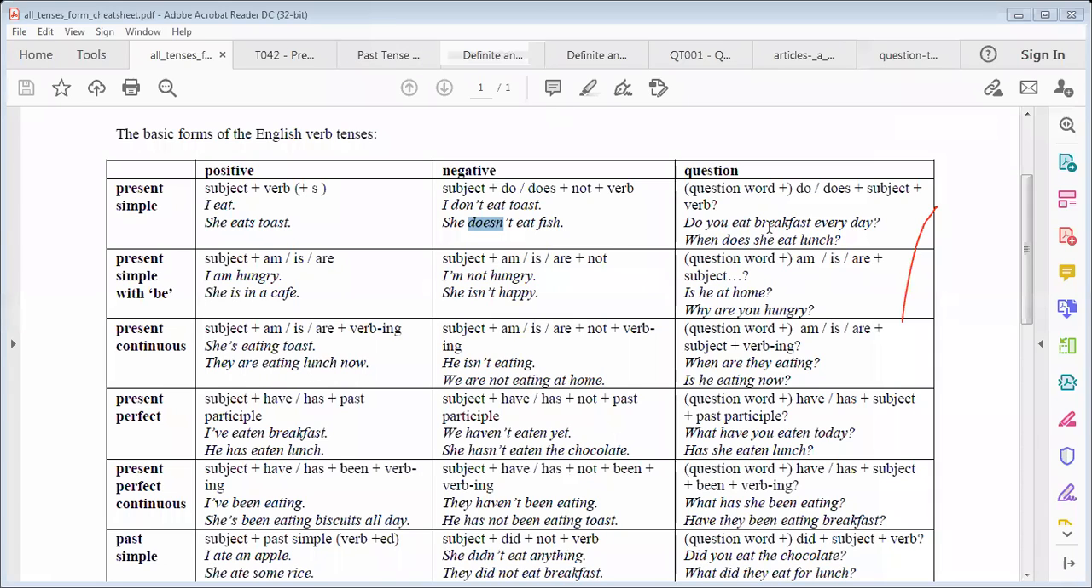Now, if you're forming a question, the format of the question is like this. You may or may not have a question word. Why? Because there are two types of questions. You have WH type questions and then you have yes no type questions. In WH type questions, the question will start with a WH word.